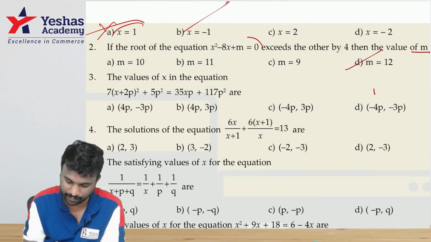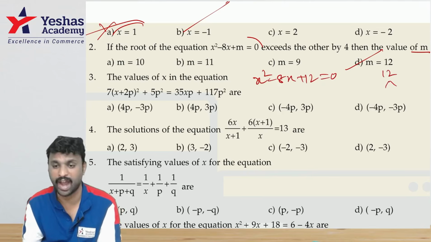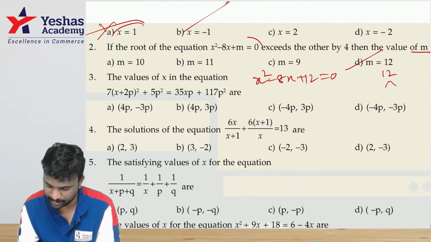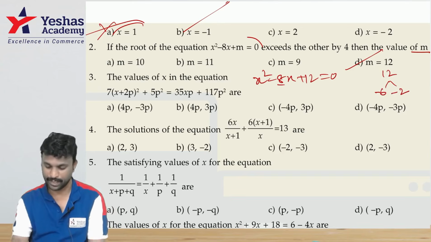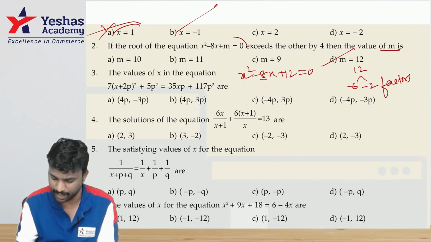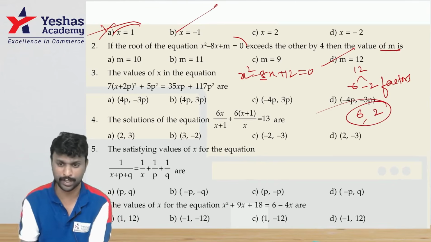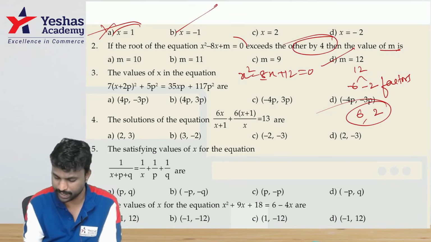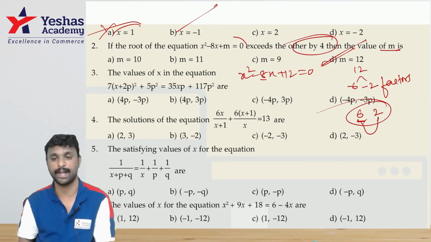So option D, if I hit x square minus 8x plus 12, is it factorizable? Check. 12 is the product. And what are the factors? Factors are minus 6, minus 2. By adding these two, I get minus 8. So these are the factors. If minus 6 and minus 2 are the factors, the roots are going to be exactly of opposite sign, 6 and 2. Now tell me guys, don't you see the difference between the roots being what? 4. One root definitely exceeds the other by 4. That means option D is the right answer.